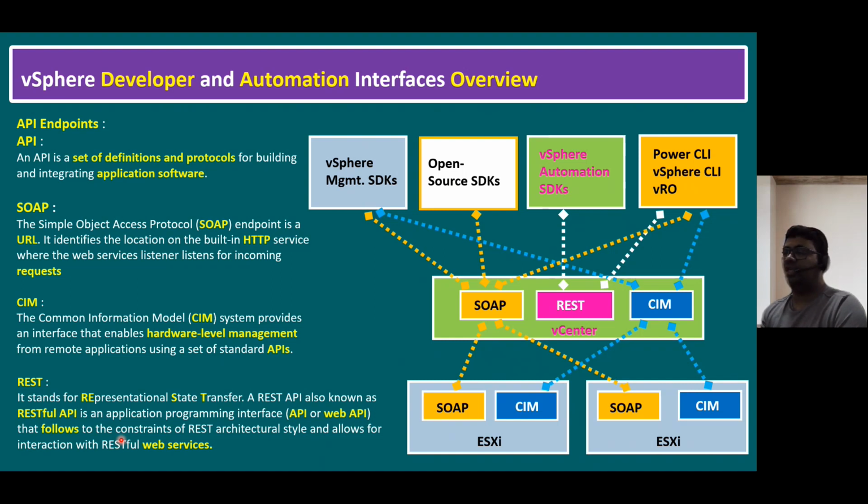Using REST APIs, we are able to integrate our vCenter Server with vRA. We can also integrate with SRM. Not only VMware products, we can even integrate with third-party storage solutions and backup solutions. Those points I will also cover in the next slide.